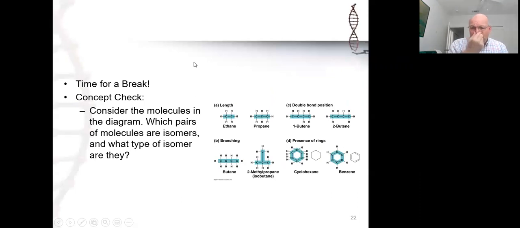So let's take another break and let's put your information to use by asking you to look at these diagrams of molecules that we were talking about previously and to ask a simple question. Which of these pairs of molecules are isomers, and what type of isomers are they? So if you want to go and take a bathroom break, grab a drink, get a snack, put me on pause, go do that, come back, think about the question, and I'll come back and see you with the answers in a moment.